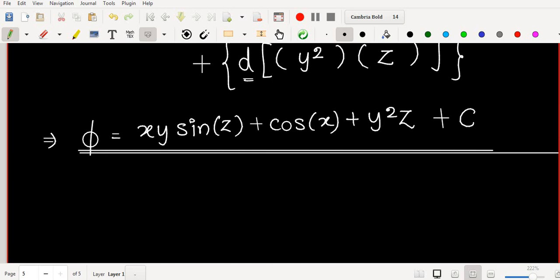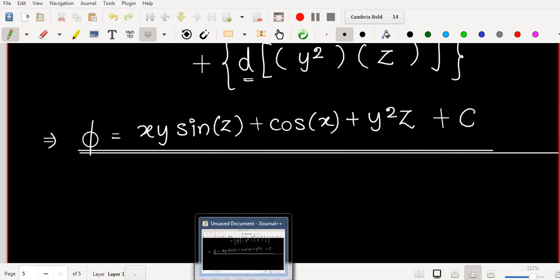I hope you have understood this example. In next video, we will discuss more examples on irrotational function as well as scalar potential associated with it.